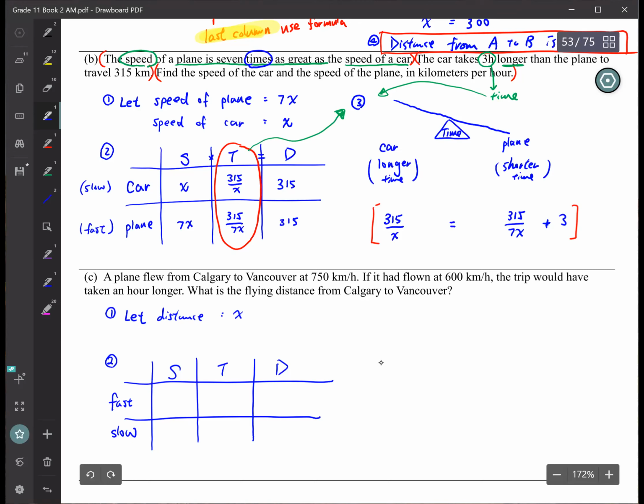Okay, now let's go over the fast one first. Eric, what are your speed, time, and distance for the fast trip? 750x. Like that? No, that's for the distance. So speed is 750 kilometers an hour. Time is x, and then distance is 750x.